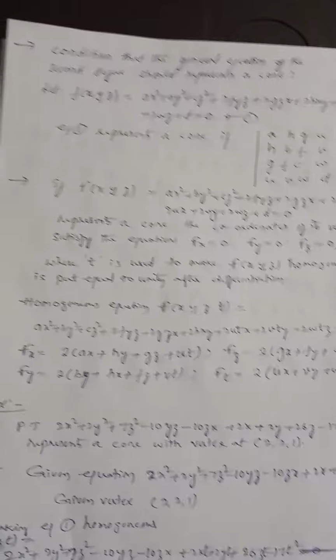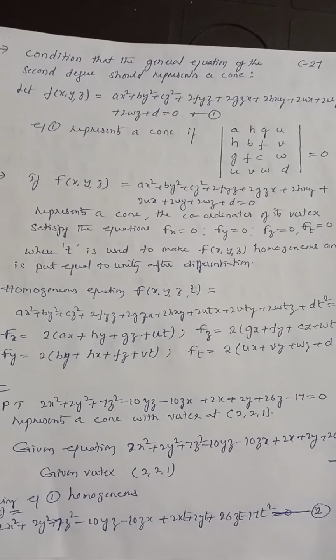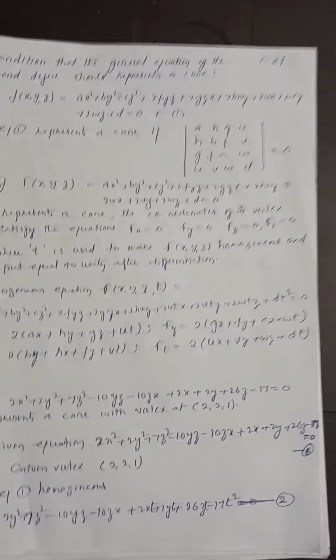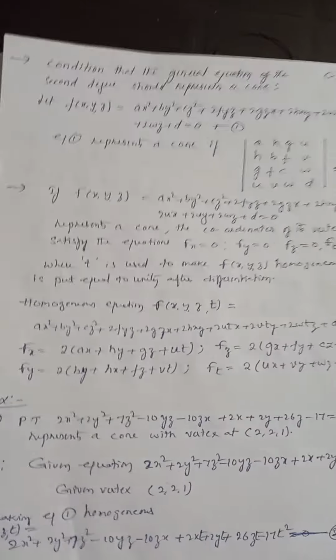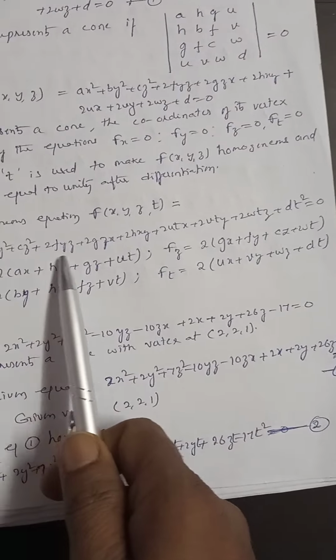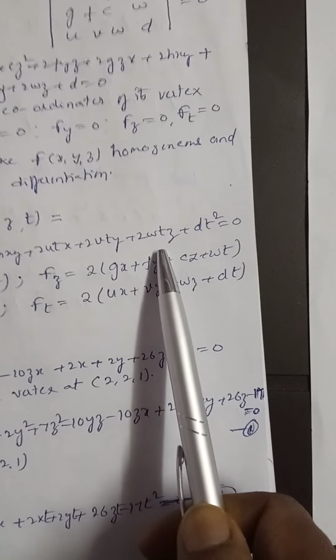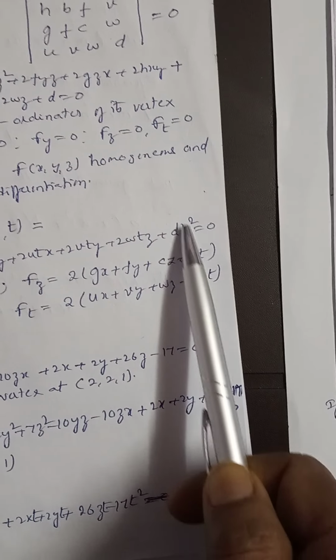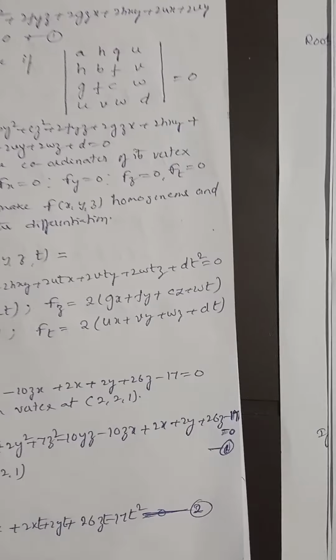Now to make this homogeneous, we have to introduce one variable. Let that variable be t. That means like this. See here, this is ax² + by² + cz² + 2fyz + 2gzx + 2hxy + 2utx + 2vty + 2wtz + dt² = 0. Now the given equation is homogeneous.